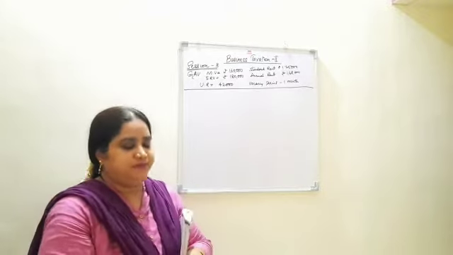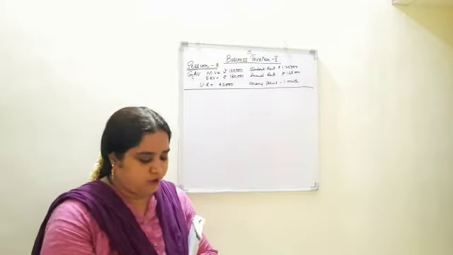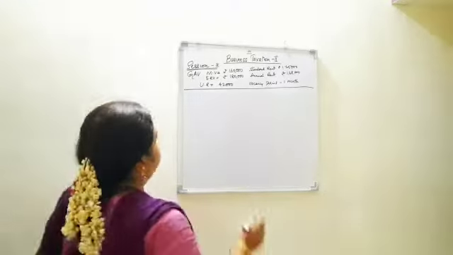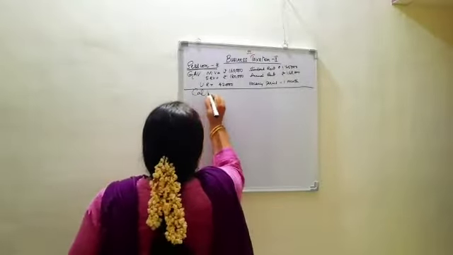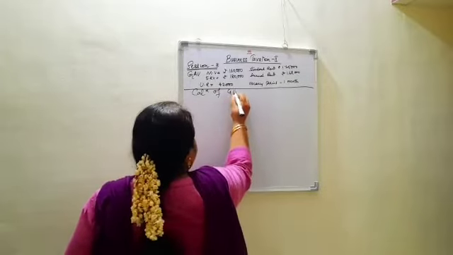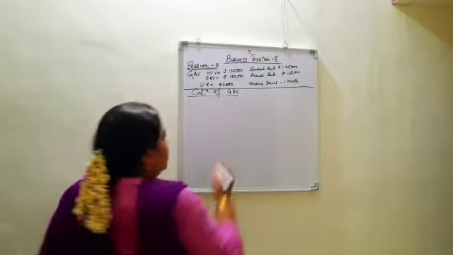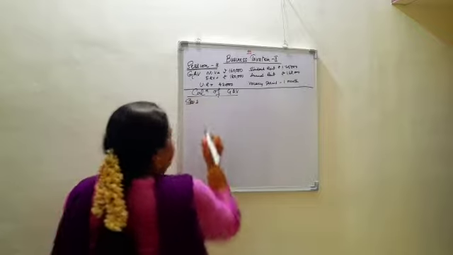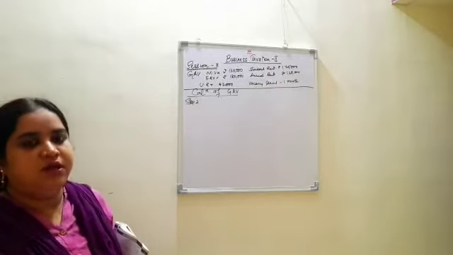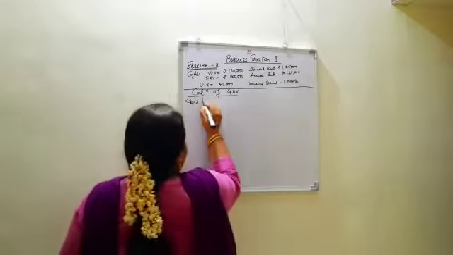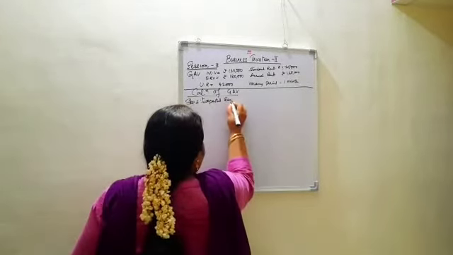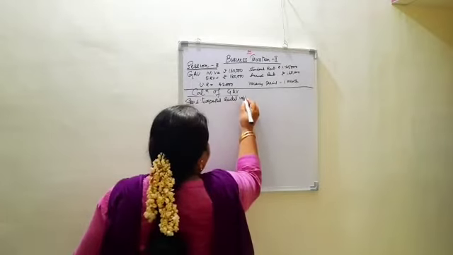So I shall follow the format in the process of calculating the gross annual value. And first of all, let me write the heading: calculation of gross annual value. What is the first step? Step number 1, we are supposed to arrive at the expected rental value.